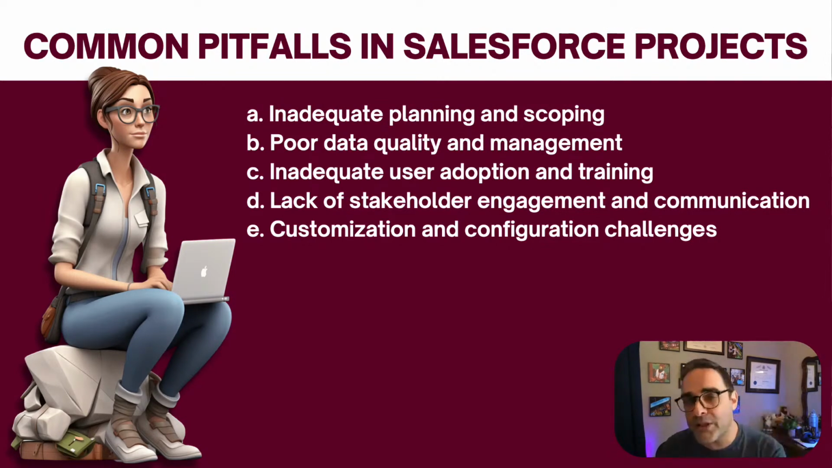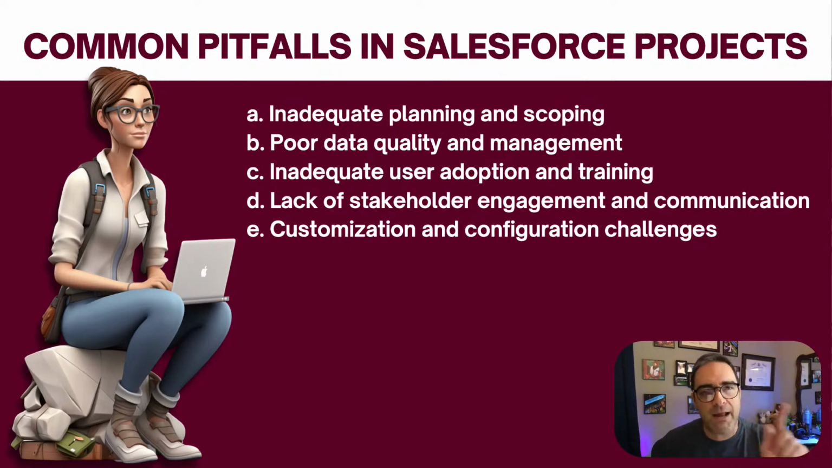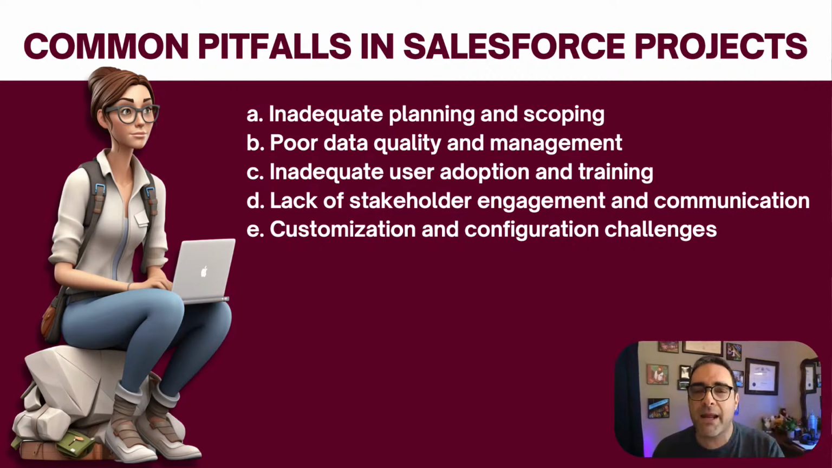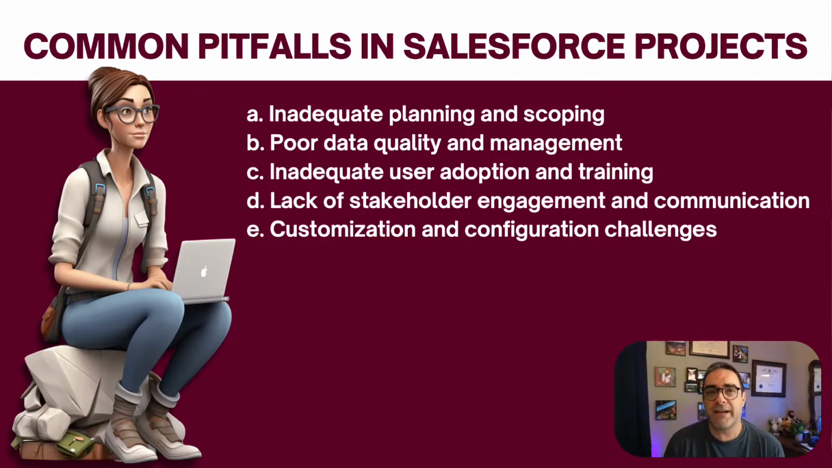That's going to help with the training, because those users are actually going to come to you saying, by the way, can you show me again? How do I create those list views? How do I create a new opportunity? How do I show all of the opportunities that are expected to close this week that I haven't worked on yet? Any of those kinds of scenarios. So lack of stakeholder engagement and communication is a big one.